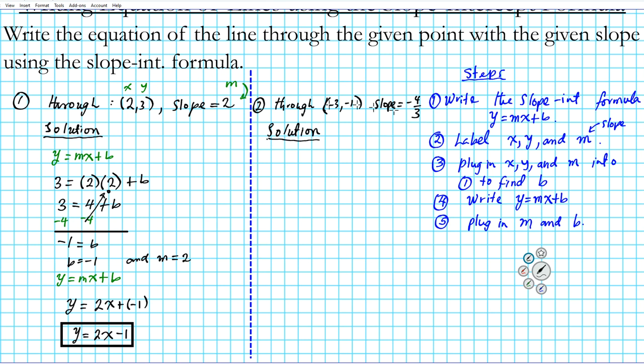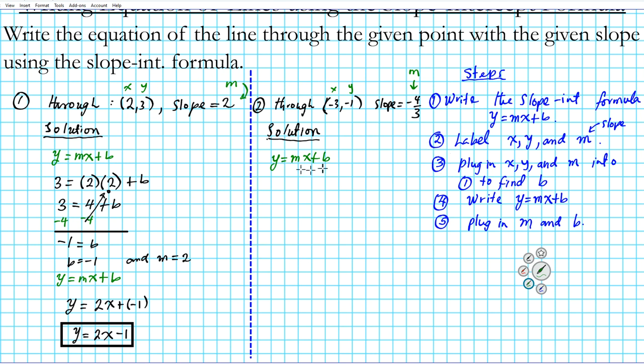Okay, so following the same steps that I have outlined here, first things first, you write down the slope-intercept form of the equation of the line. Next, you label your x, y, and m. So this is your x, this is your y, and this is your m, the slope.